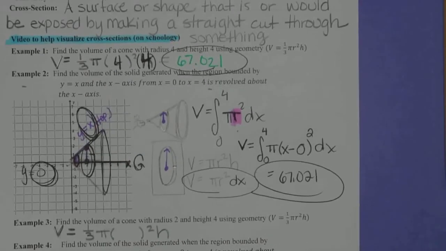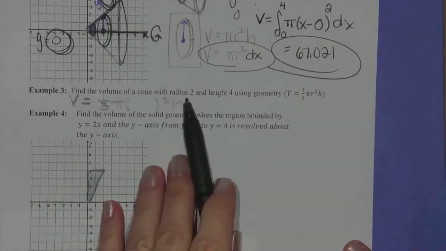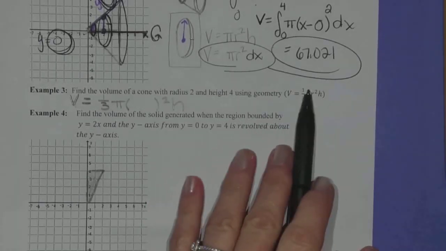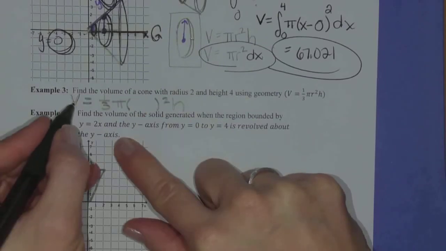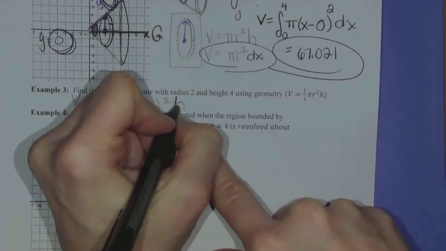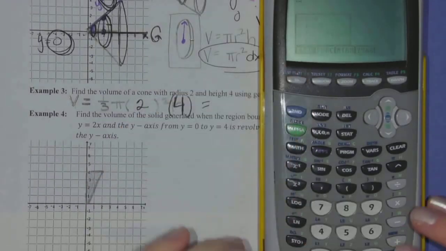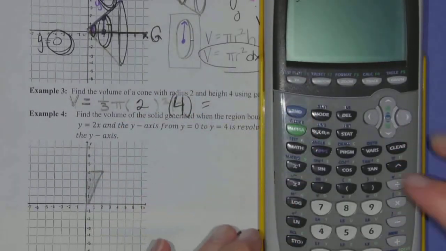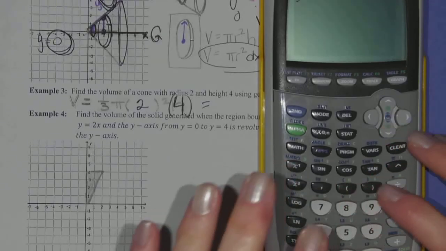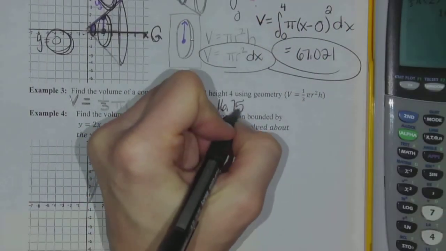Okay, let's look at example 3. Example 3 says, find the volume of a cone with a radius of 2 and a height of 4 using geometry. Again, there's the equation. So I'm going to plug in my stuff. Volume is 1/3 pi, radius 2, height 4. So let's see what that is by geometry. I've got 1/3 pi times 2 squared times 4. Okay, I'm getting 16.755.